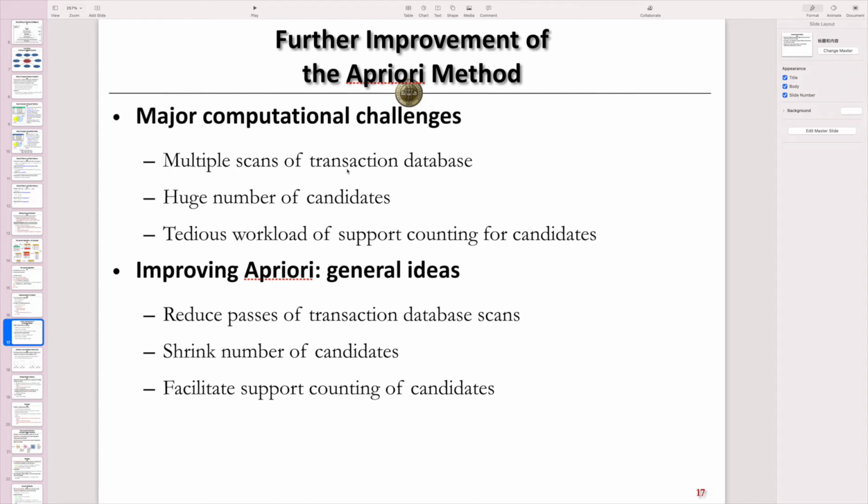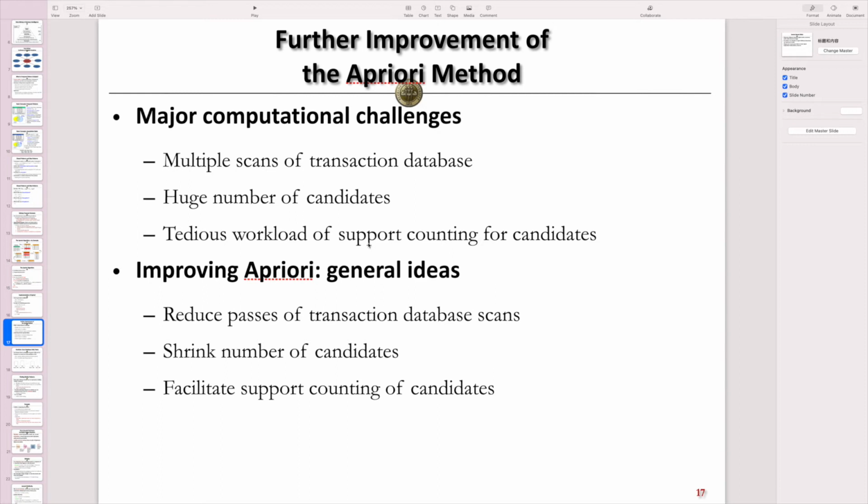Also, the workload for the mining process can be very tedious. For the support counting of the candidates, we have to count each candidate multiple times by scanning the database, and this counting can be very tedious and very boring actually, and also very simple. This will create problems when we apply the Apriori algorithm to mine frequent patterns on a database with a larger number of candidates or items, which will be very time consuming.